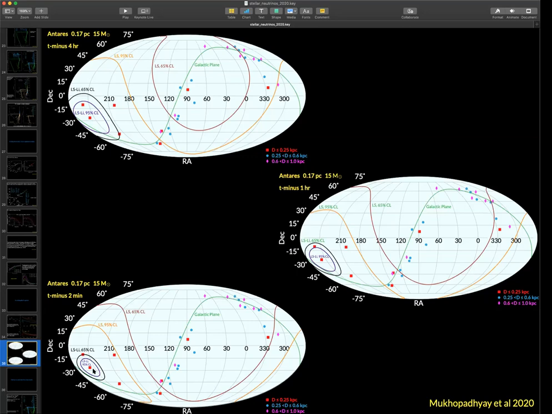And so we do this for a number of different stars. We do it for Betelgeuse, of course, because Betelgeuse is the theme of this talk, Antares, and two other stars that I'll let you take a look at, okay? But we go through the exercise here of how do you identify that progenitor? It's a great question.